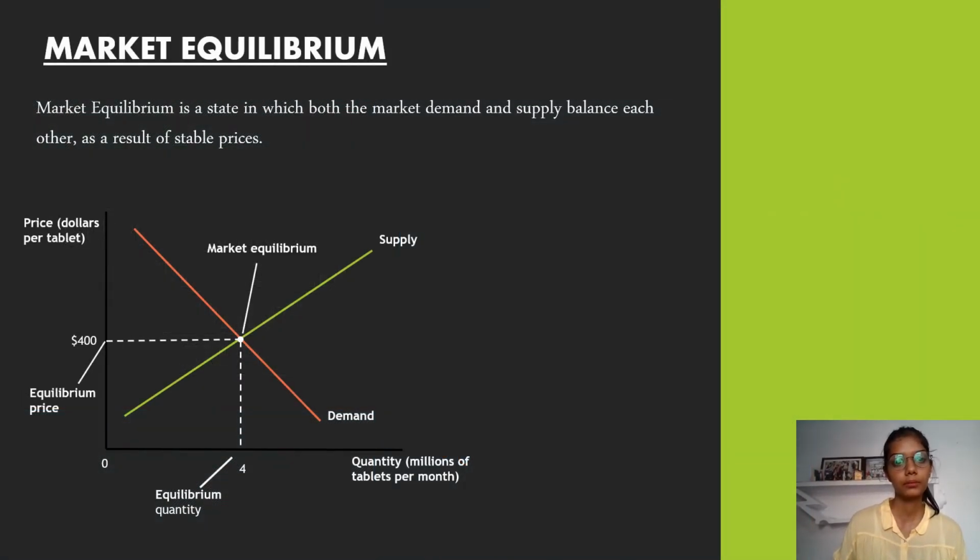Market equilibrium is a state in which market demand and supply balance each other. In this figure, we can see the demand and supply interact at a point, market equilibrium, with $400 as the equilibrium price and 4 million tablets per month as the equilibrium quantity.